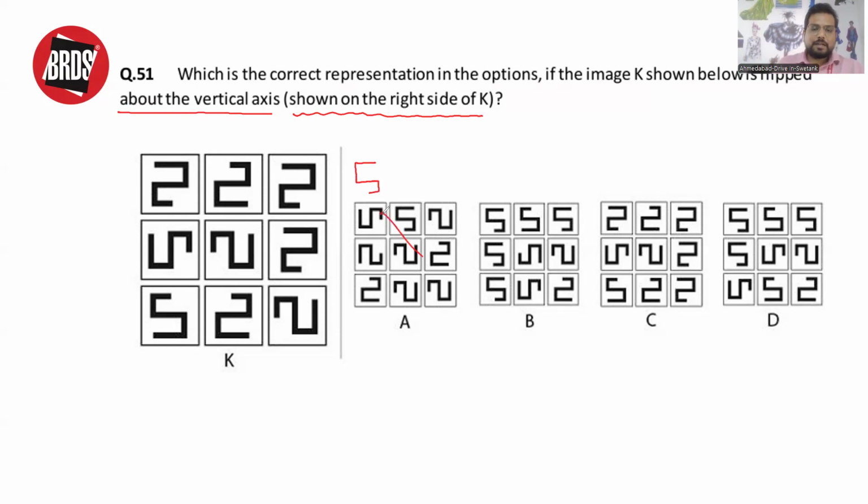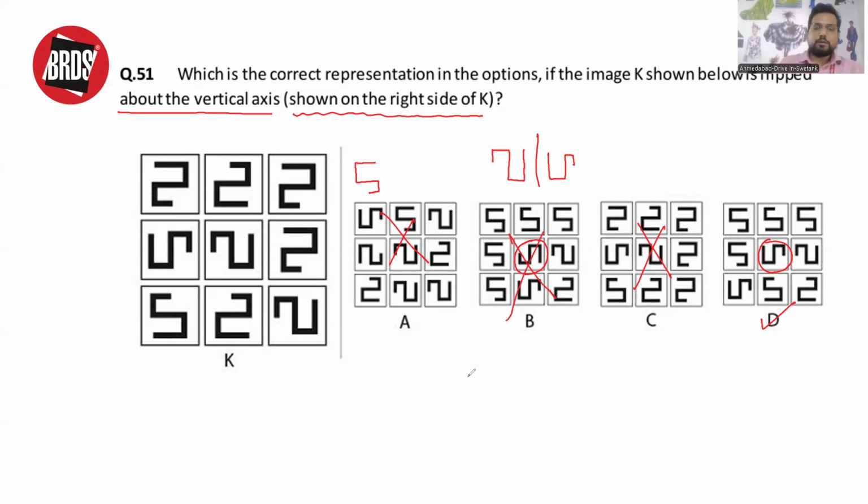So by that I can eliminate option A and option C. Then I will go on to B and D and look for the difference between them. The very first row is the same. In the second row, this element is different, and this element is different. If we go for the center part of this one, after this flipping it would become like this. So the answer would become D, and this would become the wrong answer.